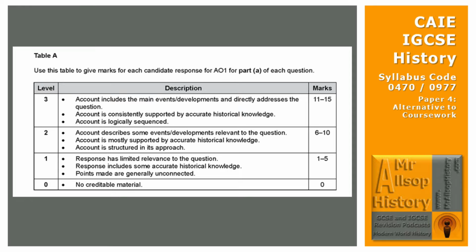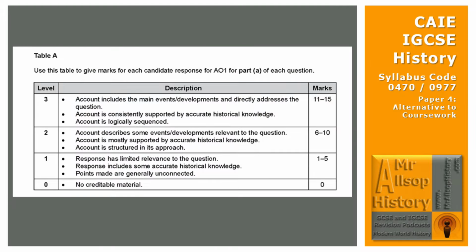Basically, don't get distracted by things that aren't relevant. You then need to include precise and accurate historical knowledge and details. A quick check is, are you including things with capital letters, in which case it's probably a person or a place, and are you including numbers, in which case you're probably giving statistics or dates. And finally, you need to sequence your account logically.